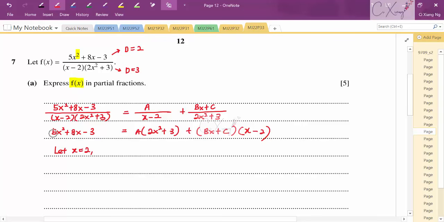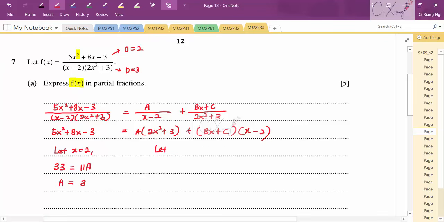5 times 2 squared plus 8 times 2 minus 3, I will get 33. Substitute the 2 into this equation: 2 multiplied with 2 squared plus 3, and I have 11. So I'm having 11a here. When I substitute the 2 inside this bracket, the whole thing, bx plus c, will become 0. So from here, I know that my value of a should be equal to 3.